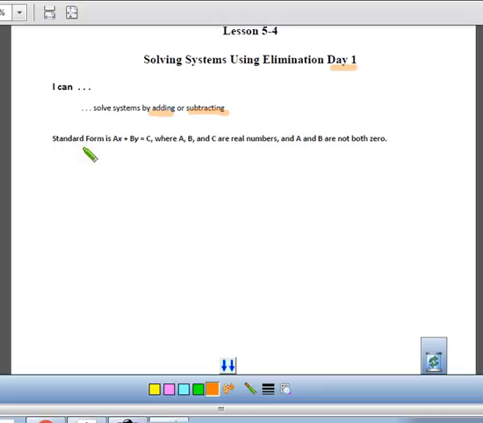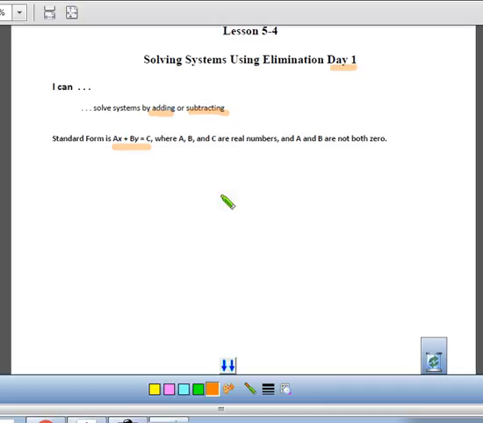So we need to focus on standard form for this lesson. If you have a system that is in slope-intercept form, or y equals mx plus b, we have a strategy for solving systems in that situation. But if we have an equation that is in standard form, where a, b, and c are all real numbers and a and b are not both 0, one of them could be 0 but not both of them, then we have to have a different strategy.